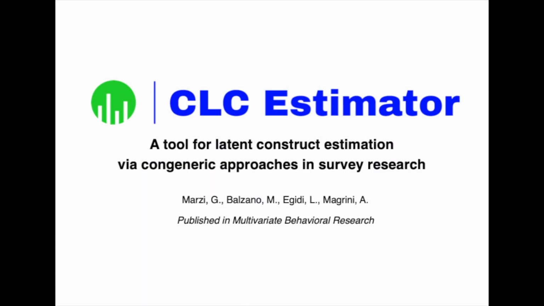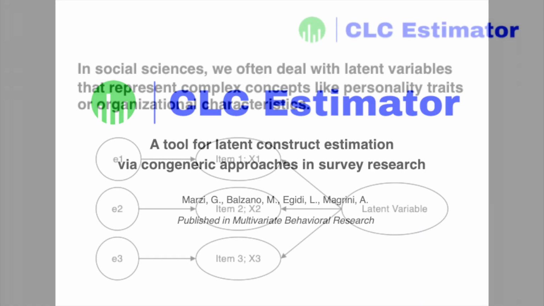Welcome to a quick introduction to the CLC Estimator, a tool designed for social scientists who work with latent variables, hidden or unobservable factors that cannot be measured directly. This presentation refers to a published academic study in Multivariate Behavioral Research entitled CLC Estimator, the tool for latent construct estimation via congeneric approaches in survey research, which is available in the description of this video.